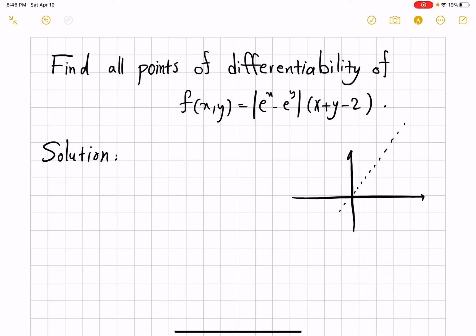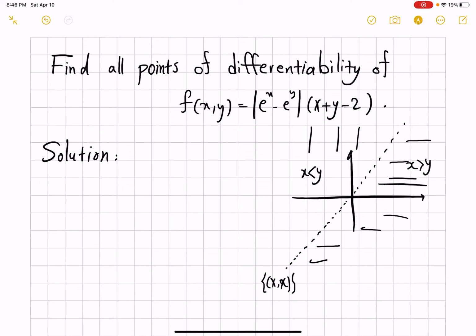So e to power x is a one-to-one function. That means, and also it's a monotone function, so depending on whether x is bigger than y, which will be below this diagonal. So this is the diagonal, the set of all x's in R2, and here x is less than y, the analysis will change, so depending which region you are.